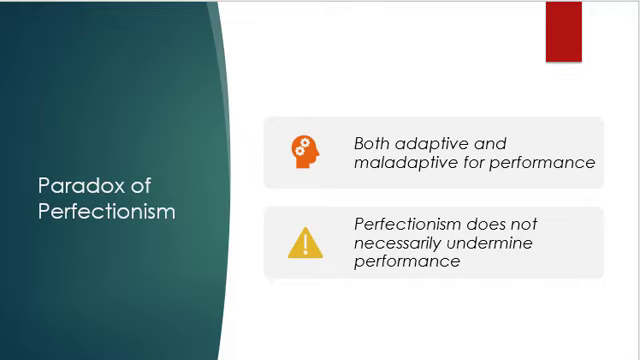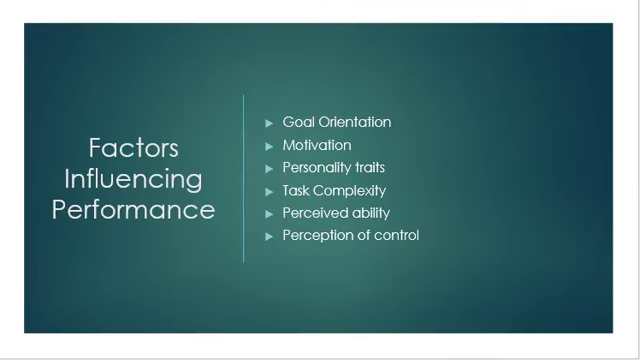And just to note, perfection in and of itself does not undermine performance. It's more related to your goal orientation. If you have a perfectionist personality, then you have to take a look at your goal orientation, and that has the greatest influence on your behavior and performance. As mentioned, there are many factors influencing performance: goal orientation, motivation, personality traits, task complexity, perceived ability, and perception of control are just a few of those factors that we can take a look at here in sports psychology.